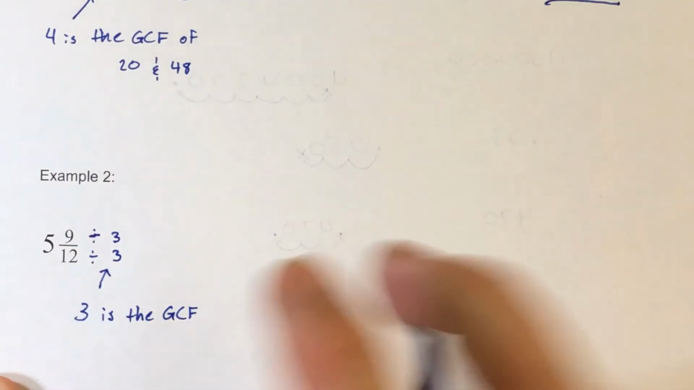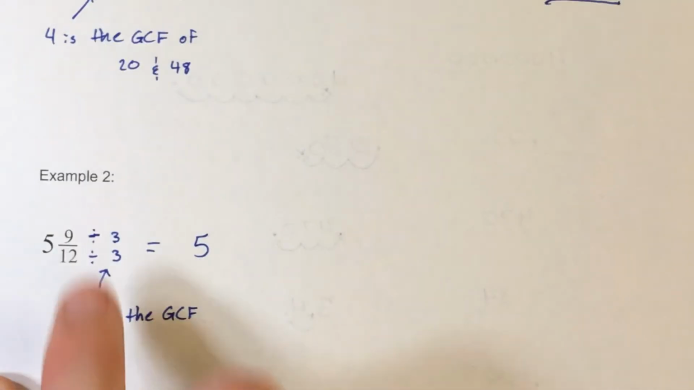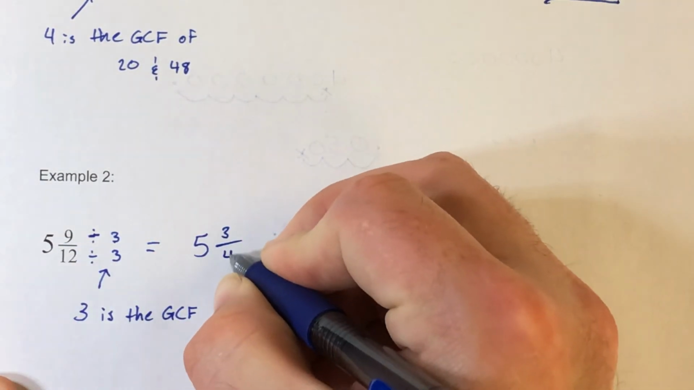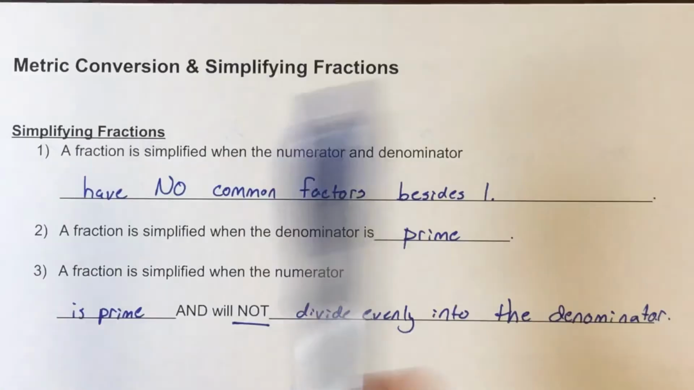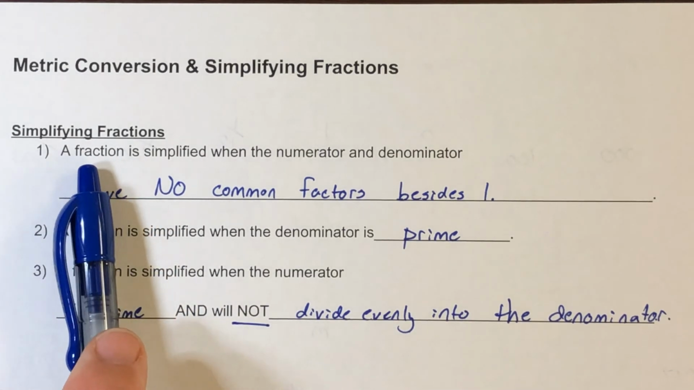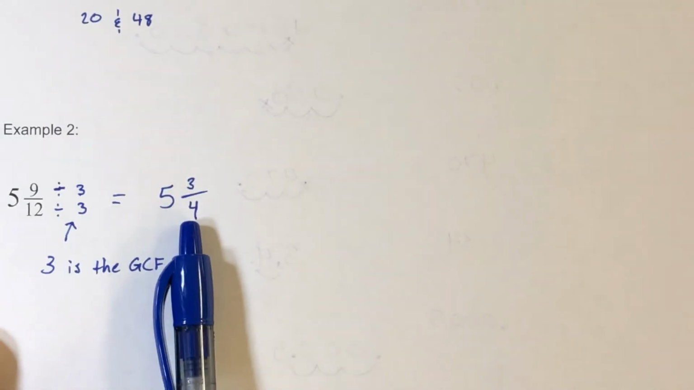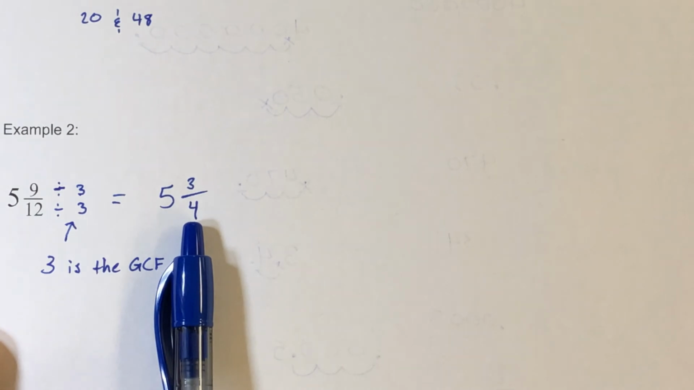All right, on mixed numbers, be sure to keep your whole number. Do not change it. So 5 will stay a 5. All right, 9 divided by 3 is 3. 12 divided by 3 is 4. We want to know, is this simplified? Well, let's look at the primary first rule. A fraction is simplified if numerator and denominator have no common factors besides 1. Do 3 and 4 have any common factors besides 1? No, they don't. The factors of 3 are 1 and 3. Only 1 goes into 4, 3 does not. So that means this is simplified.